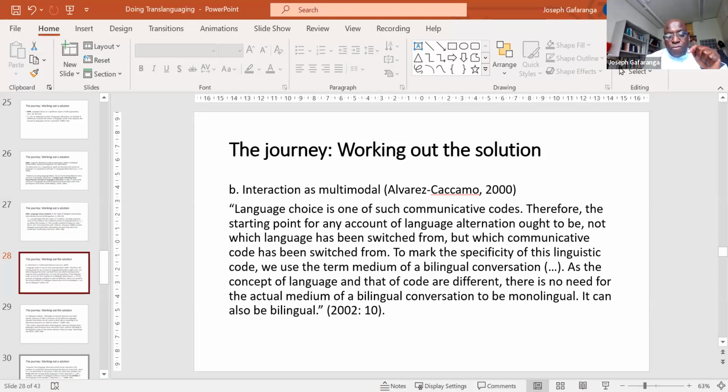As the concept of language and that of code are different, there is no need for the actual medium of a bilingual conversation to be monolingual. It can also be bilingual. So the code may be monolingual, it can be bilingual, and therefore we don't know which one it is on each occasion. We have to discover it. Hence, there is the reason why we have to suspend the notion of language until it turns out to be useful and relevant.